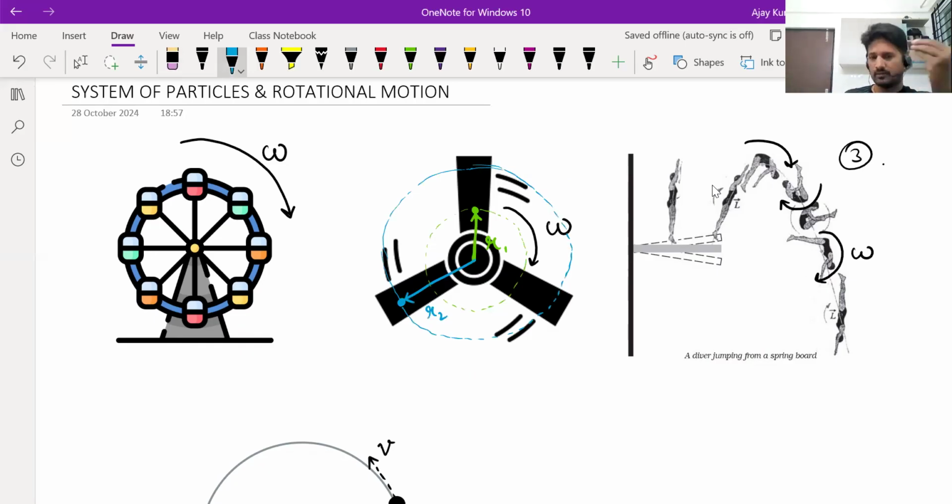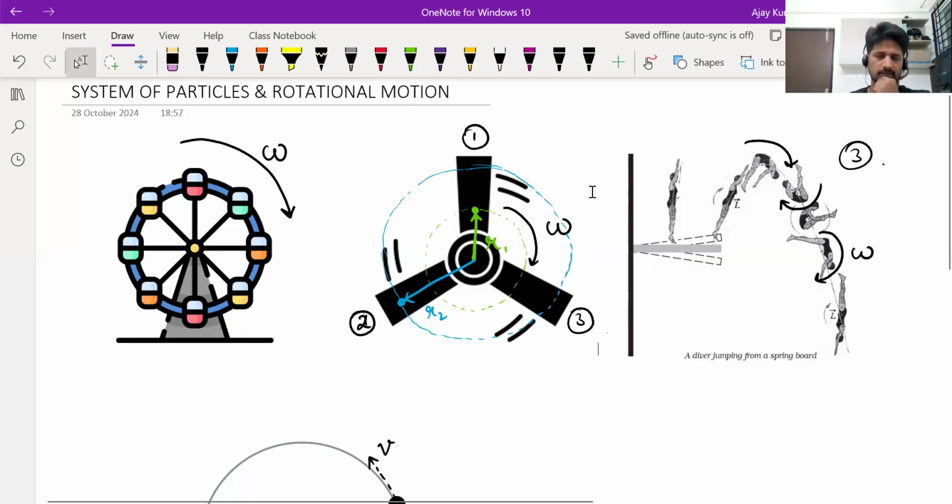Now, tell me this. Let's number these blades: let this be 1, let this fan blade be 2, this one be 3. Will all the blades of the fan complete one rotation in the same time always or not? Generally, in case of a ceiling fan, will every blade of the fan complete one rotation in the same time or not when the fan is switched on?